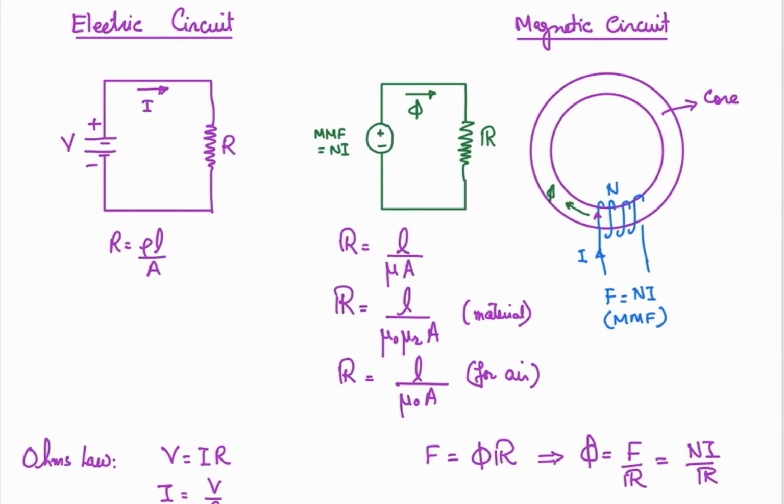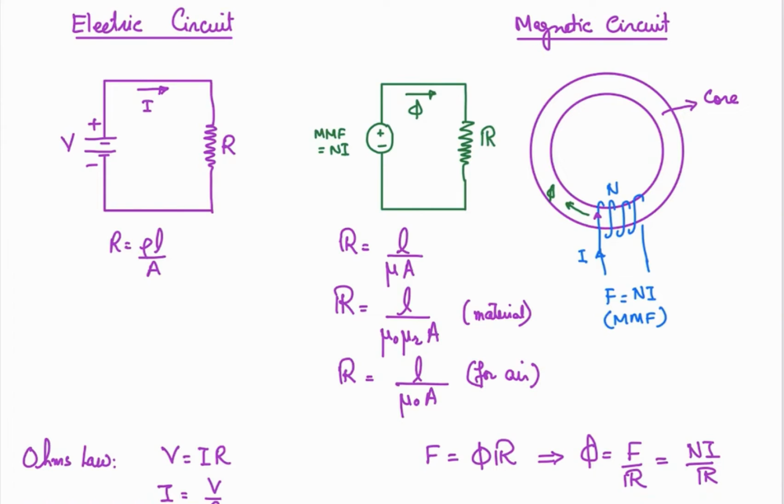An electrical circuit is shown in front of you that consists of a voltage source and the resistance that is going to act as the load. So when you connect the load with the source, a current is drawn by the load from the source, that is I. So we say that the current is going to flow in this loop.